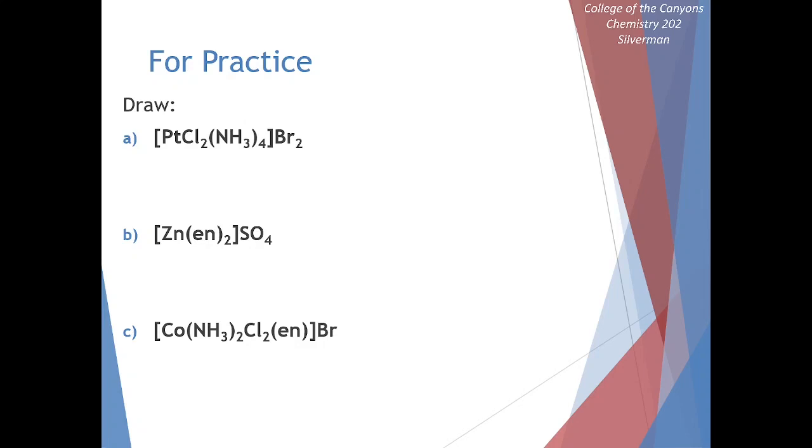We have a few practice problems here. Feel free to pause and see if we can draw these. A note for our second example, zinc has a d10 electron configuration, which we predict to be tetrahedral.